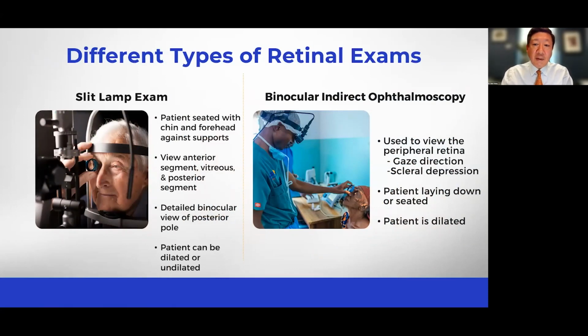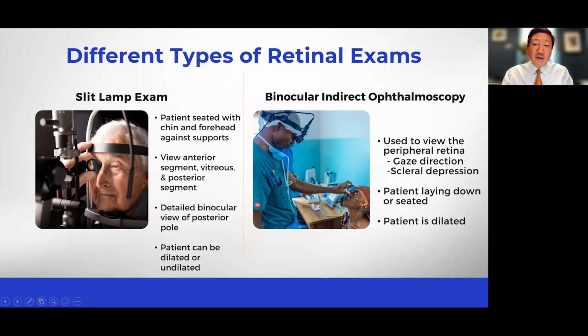There's two different ways to examine the retina. We use both the slit lamp exam as well as the binocular indirect ophthalmoscope. The slit lamp exam we've previously seen to look at anterior structures. The patient's seated, and you can view the anterior segment, the vitreous, and the posterior segment, and have a detailed binocular stereoscopic view of the posterior pole with the ability to change the magnification on the slit lamp. The patient can be dilated or undilated, but if you want a good view, just as in all physical optics, a dilated view is better.